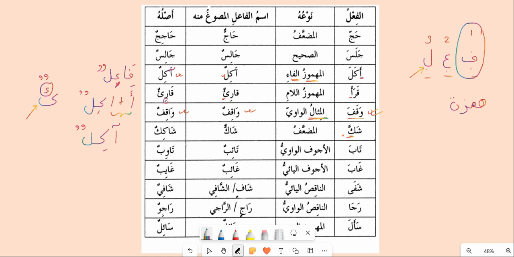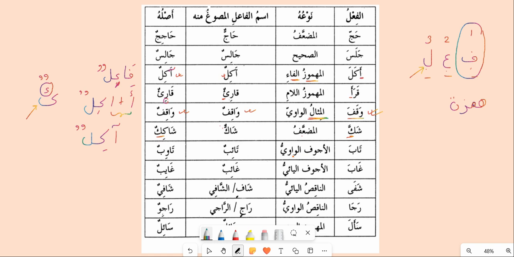Shaqqa, this is also mudaf. Al-mudaf shaqqun, and you know how it is done. These two kafs come together, and shadda is given and tanween. Taba, now what kind of fail is this? There is an alif in between. It is fail ajwaf, and it is called ajwaf al-waw.